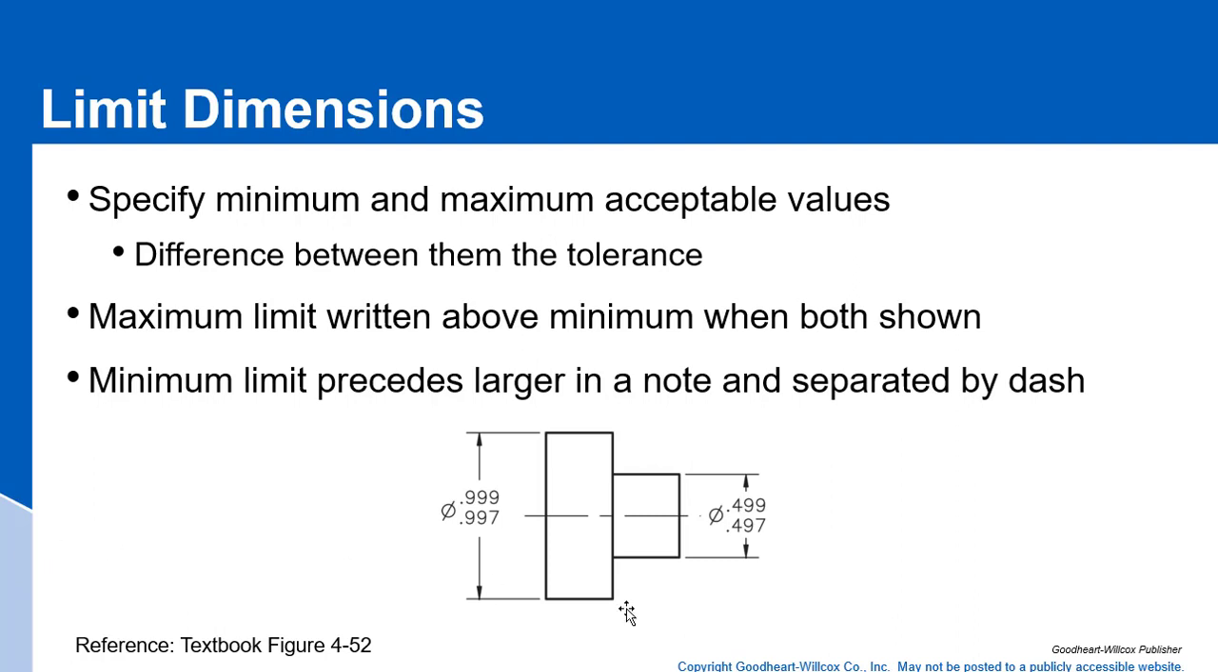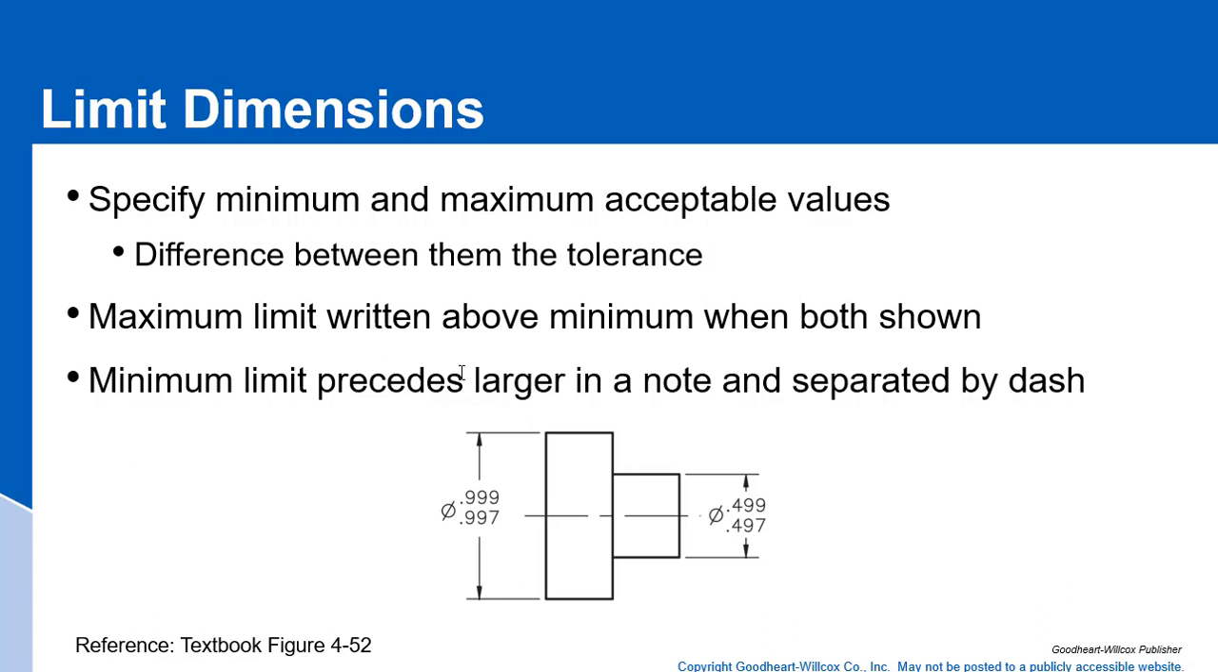Here we're using limit dimensions. In limit dimensions, we're stating the upper limit and the lower limit of the tolerances that are acceptable. In this case, the maximum limit is always written above the minimum when both are shown, and the minimum limit precedes larger in a note and is separated by a dash.